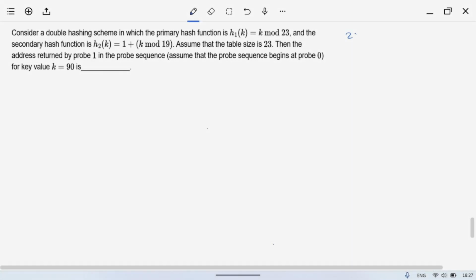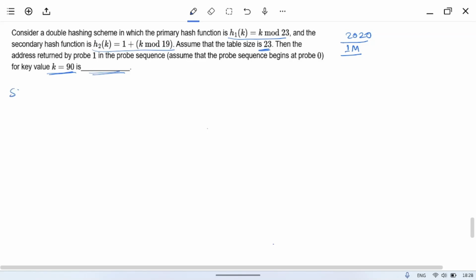This question was asked in GATE 2020 for 1 mark. The question is: consider a double hashing scheme in which the primary hash function is h1 and the secondary hash function is h2. Assume that the size of the table is 23. Then the address returned by probe 1 in the probe sequence for key value 90 is.